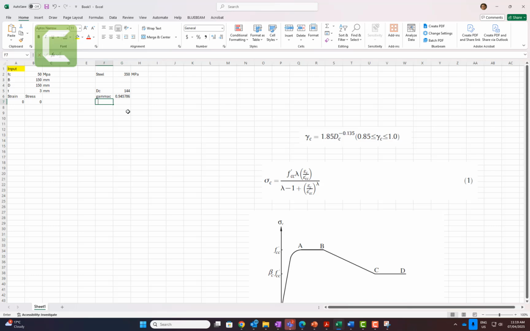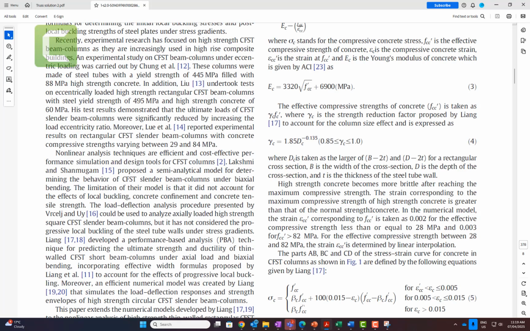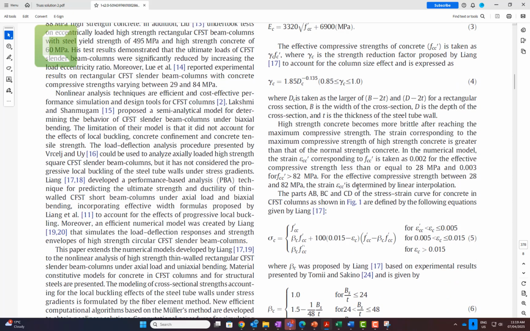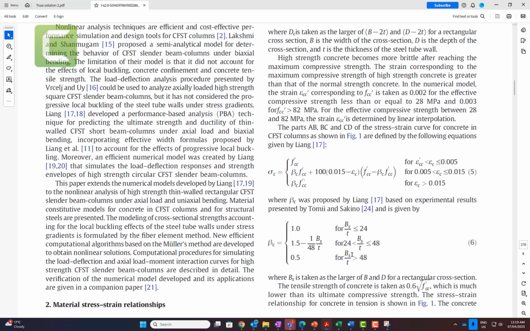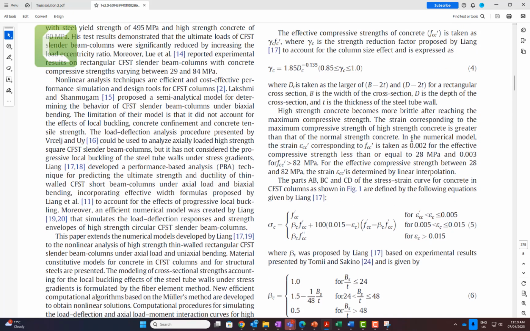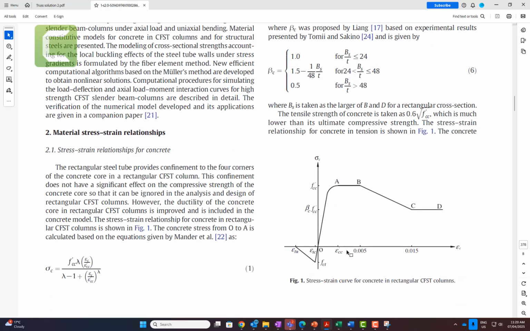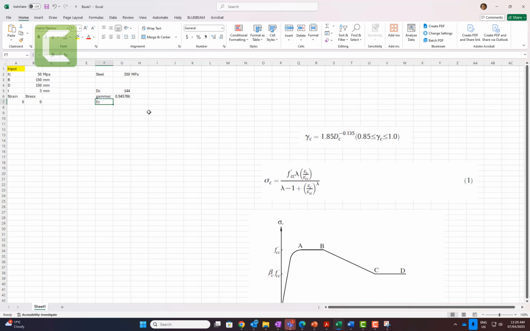Now after that we can calculate the Young modulus of the concrete. The equation that we're going to use is this one. Before that we can get FCC dash. I think FCC dash would be the same as FC dash, as this is the effective concrete compressive strength. I think there should be no increase of the strength. Okay, FCC dash is your FC dash. So FCC dash is equal to FC dash, and that is done.